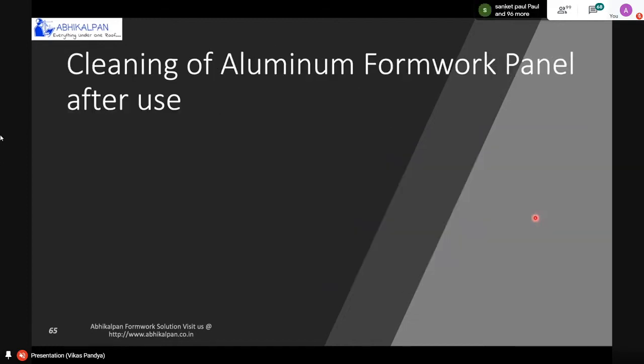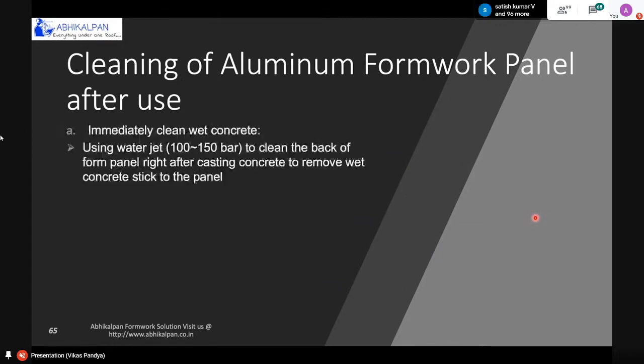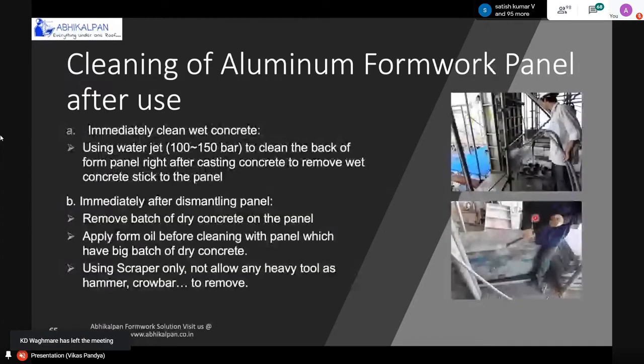After completion of dismantling, after every dismantle, we must take care of the panel. We have to clean the panel. While the concrete is wet, we are able to remove it immediately. After it gets hardened, we must take a special process to remove that concrete. If we remove it immediately, then a simple 100 or 150 bar hydraulic water jet pump can remove the concrete.